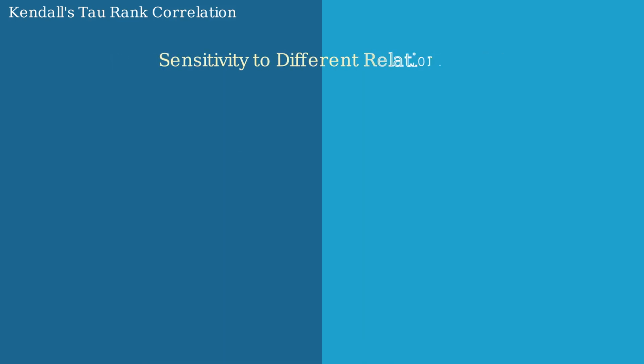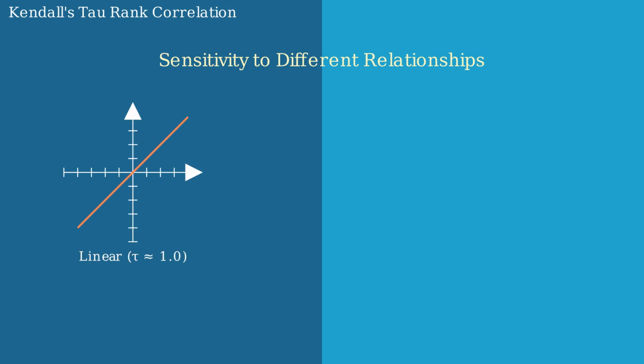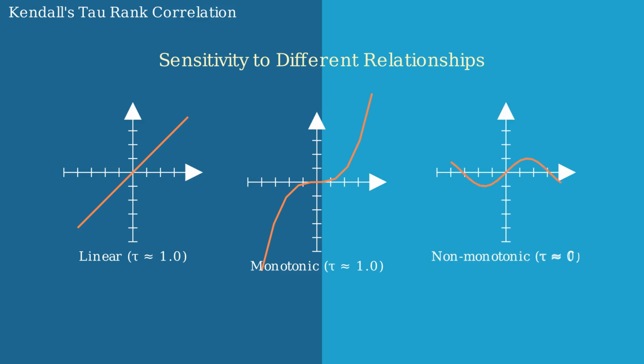Kendall's tau is particularly sensitive to different types of relationships between variables. For linear relationships, both Kendall's tau and Spearman's rho will be close to +1. Kendall's tau excels at detecting monotonic relationships, where variables consistently increase or decrease together, even if not linearly. However, for non-monotonic relationships like sinusoidal patterns, Kendall's tau will be close to 0, indicating no consistent association.